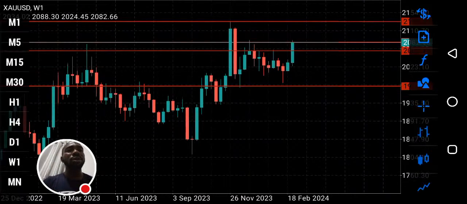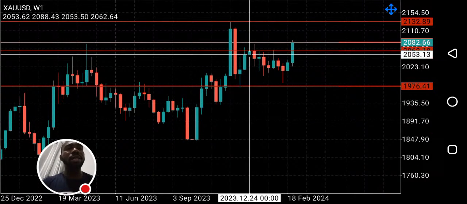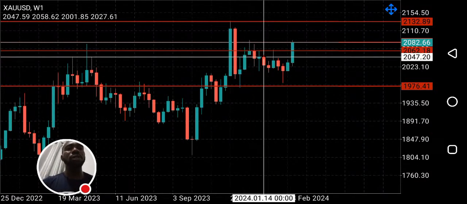Okay, so let's go down to weekly and see the pattern we have on the weekly time frame. You can see also a resistance level was broken last week. Okay, this tells me that gold is bullish now.